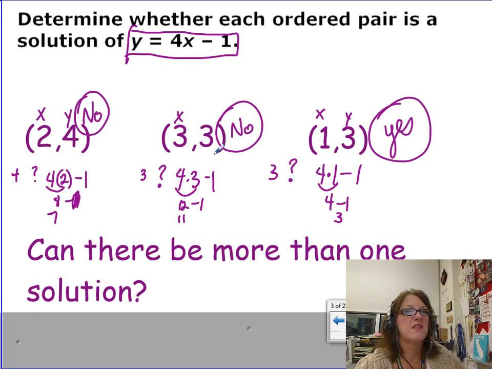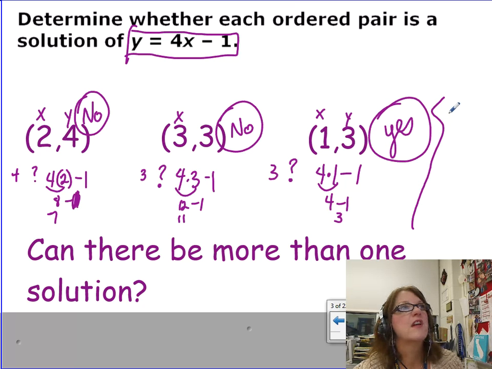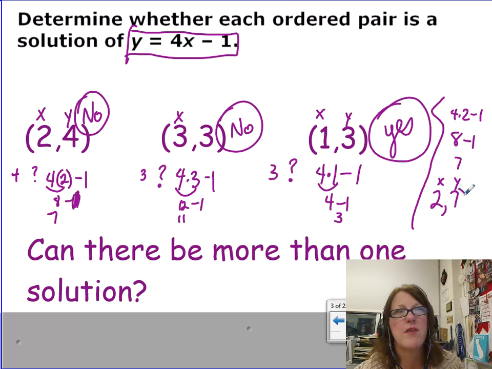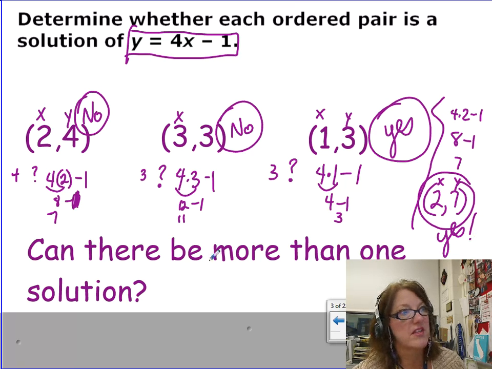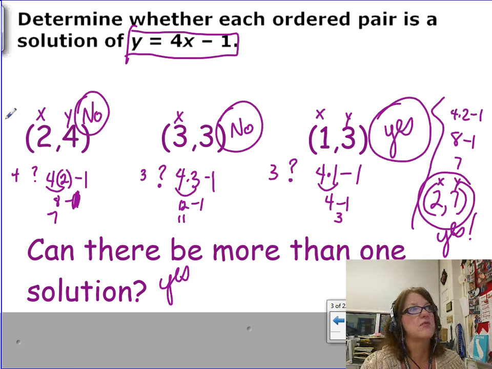Could you come up with another one? Well, sure you could. You could pick a value for x, like let's pick say 2. If x were 2, 4 times 2 minus 1, we said you should get 7 for your answer. So because 8 minus 1 is 7, that means if I plug in a 2 for my x value, I can get a 7 for my y value. Does that one work? Yes, it does. So is there more than one solution? Yes, there is. There can be. So your job is to, when you're given some ordered pairs, you go ahead and check them.